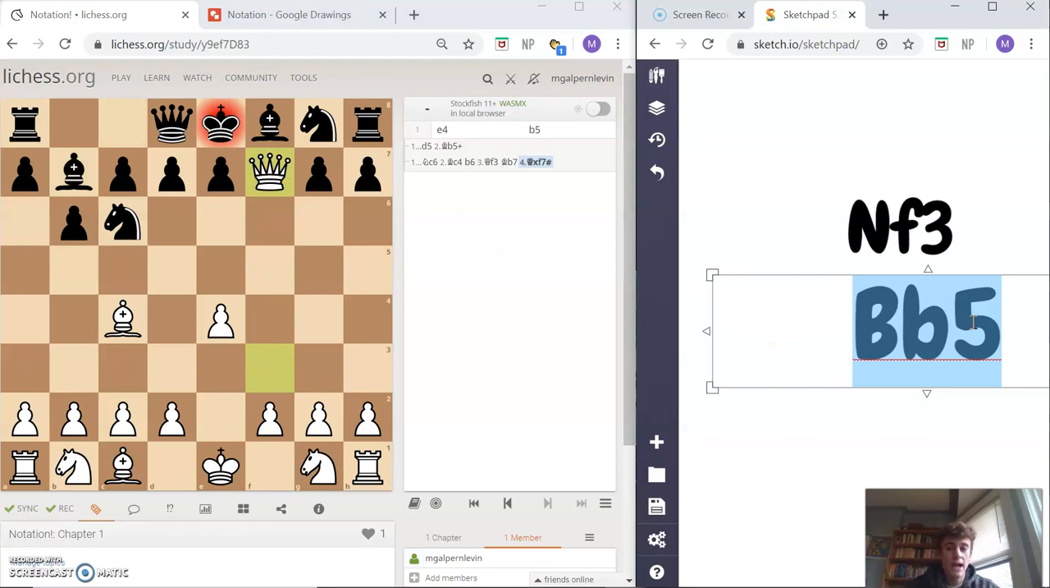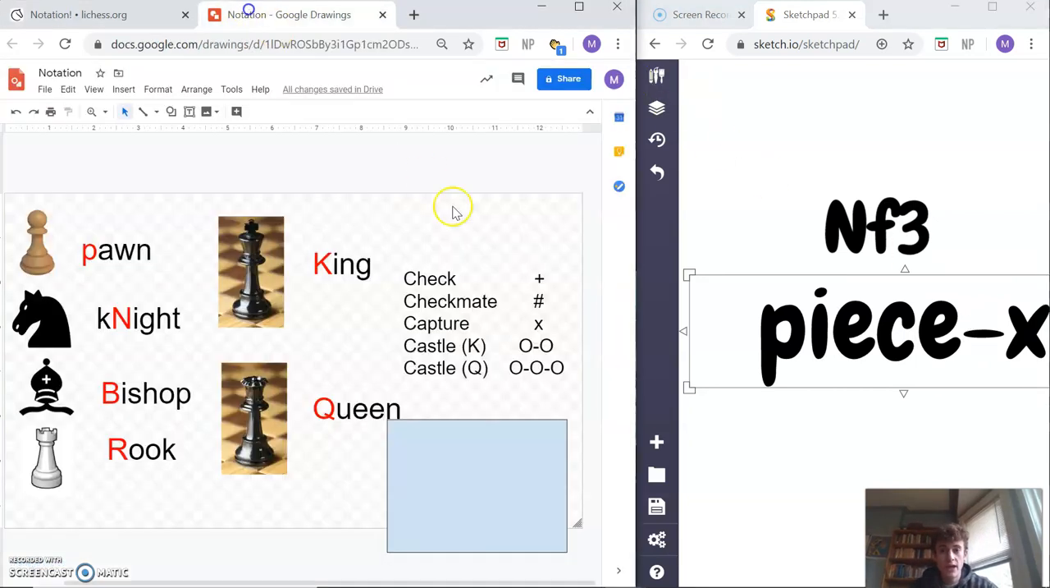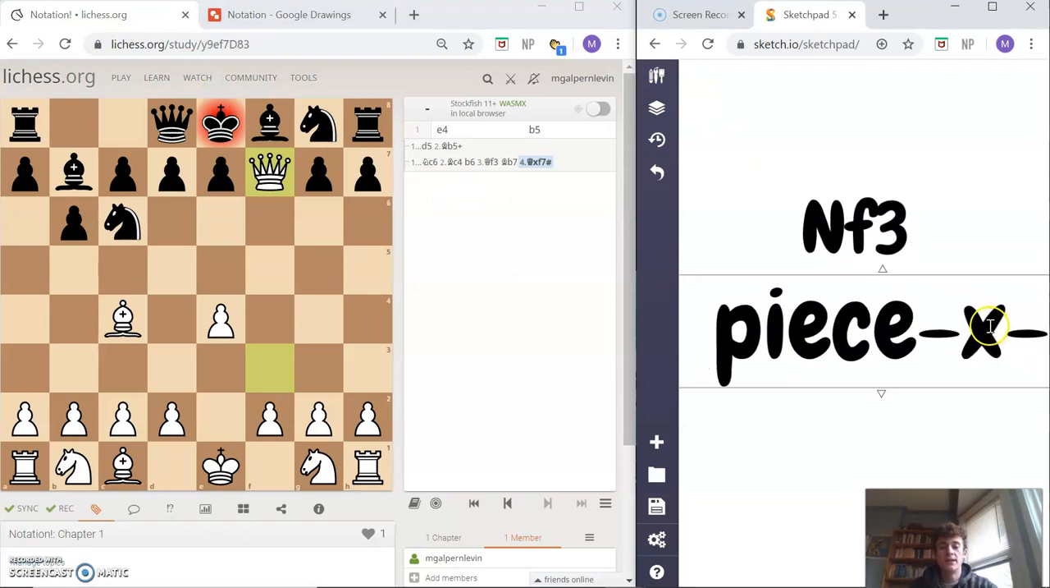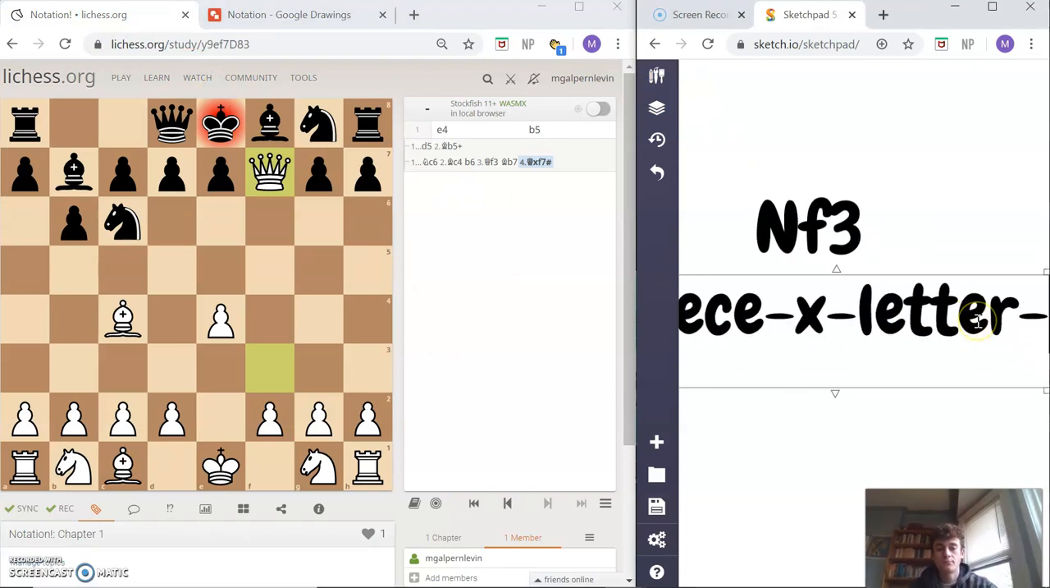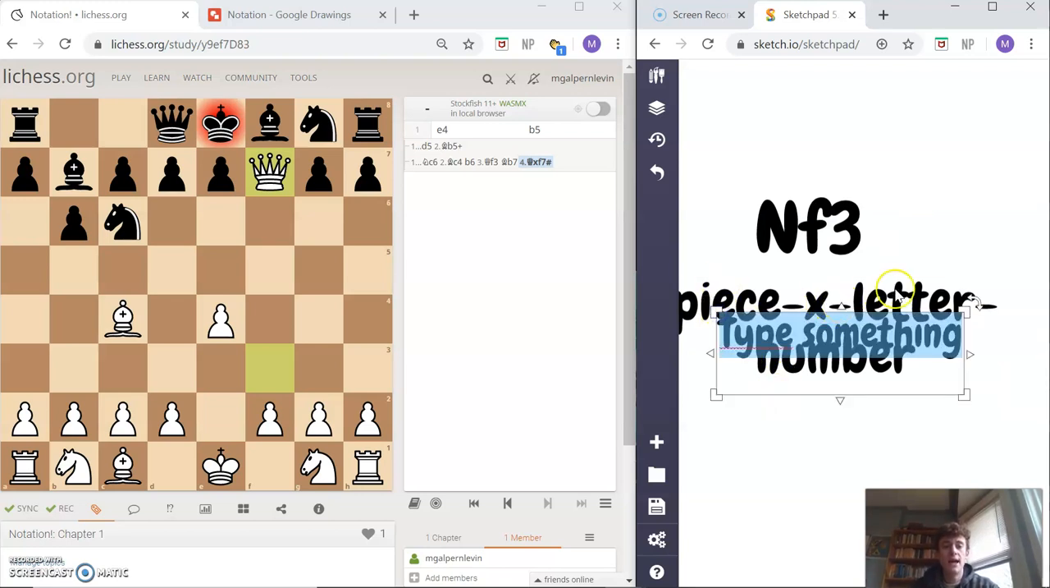So how do we write captures? For captures, we're going to do piece X for captures, which is our capture symbol, if you noticed it over here. And then it's going to be the same exact thing with our letter and then our number. Sorry, my letters are so big, but we have piece X, letter, and number.